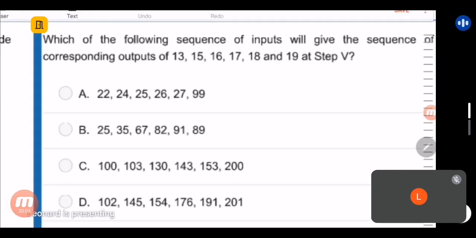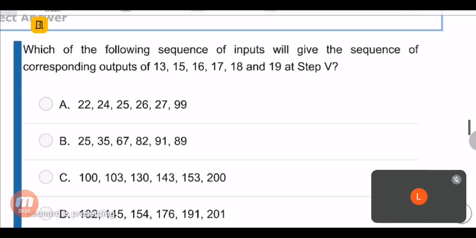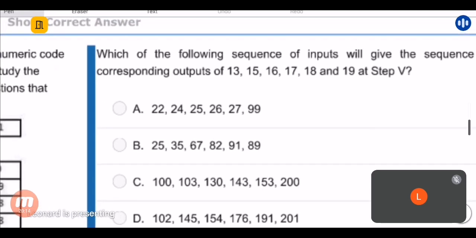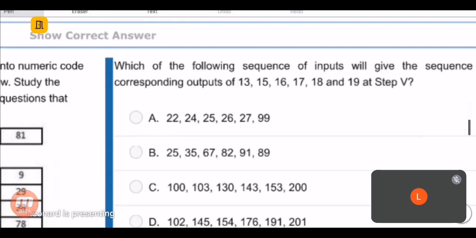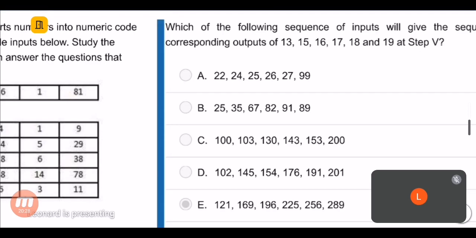Your time is going. It's counting. Even by now, we're supposed to remember some of these offhand. You're supposed to remember what the sequence is going: 13, 15, 16, 17, 18, 19. So what is the first thing to do?